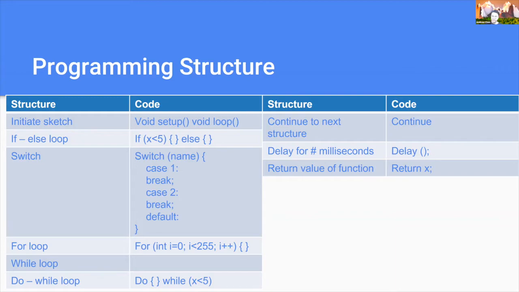And if you want to return the value of a function, for instance, if you're measuring a certain diode or the intensity of light from a light sensor, then you can say return, then the value of the variable, and then that will be returned to the Arduino IDE.